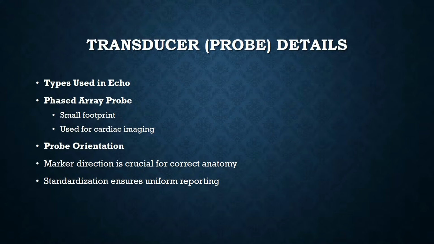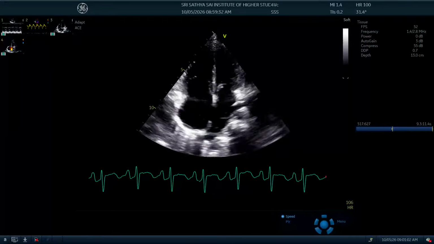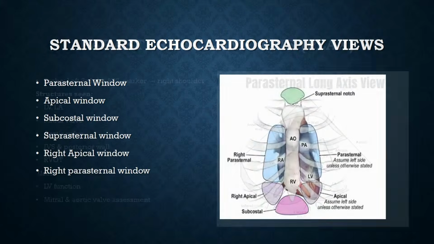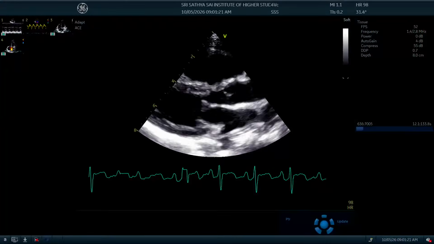Coming to the probe orientation, the marker direction is crucial for the correct anatomy. Standard echo views: parasternal view, apical view, subcostal view, suprasternal view, right apical window, and right parasternal window. Somebody could actually finish it fast by telling what structures you see in a plax and what you assess from each view.